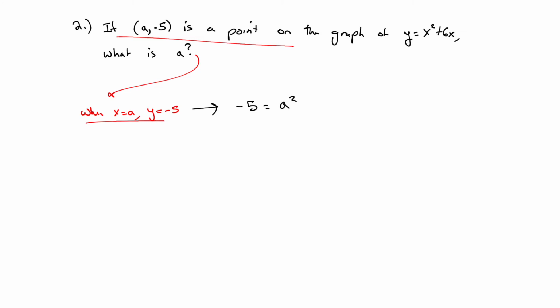So we get negative 5 equals a squared plus 6a. And that's a quadratic equation, and we can solve for a. Primarily, we can move the 5 over. We get 0 equals a squared plus 6a plus 5. And then you can factor it however you want. Remember to watch those videos if you need a little bit more practice on factoring. But this will factor to a plus 5 times a plus 1, which gives us the possibilities that a could either equal negative 5 or negative 1.